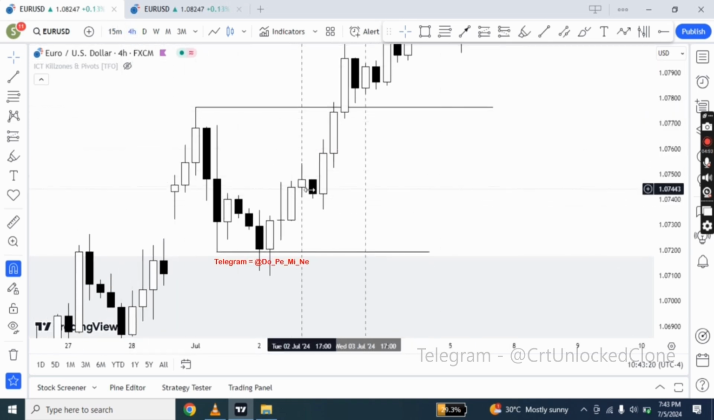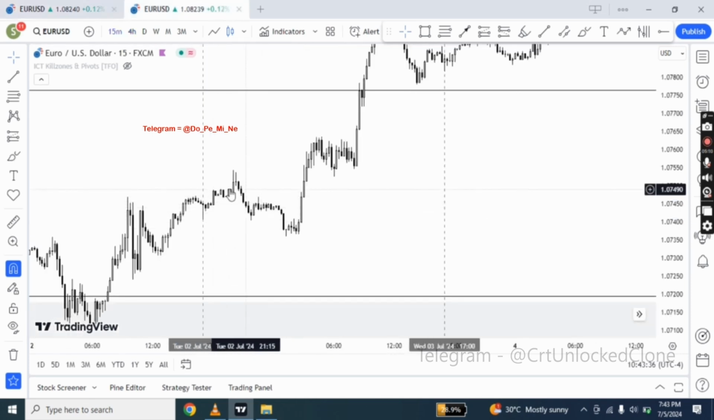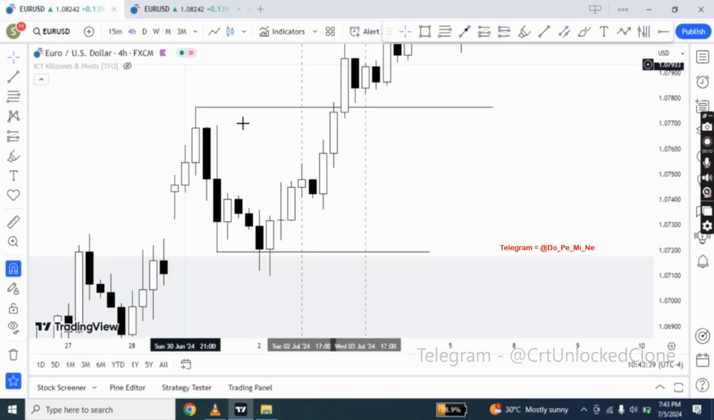Now, you can see right here that Wednesday's candle opened right here and straight away went into a ranging profile with these candles. You could probably see it too. These two candles right here are comparatively smaller than the other expansion candles, which clearly means that on the lower time frame price was inside of a ranging profile.